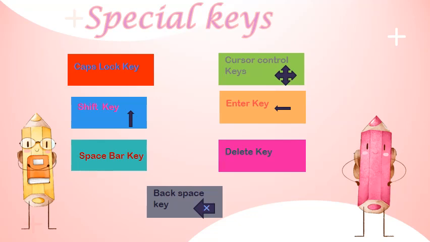Backspace key. The last key which we will discuss here is backspace key. It has an arrow printed on it. Suppose when you are typing on a computer and you have typed a wrong letter, means if you write your name and you type the wrong spelling, you will use backspace key.